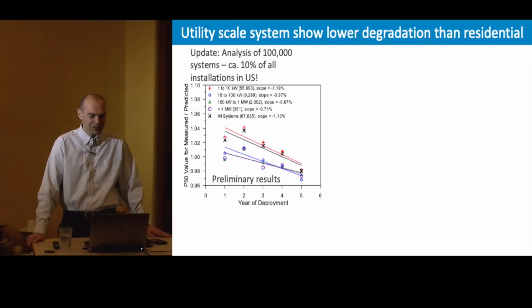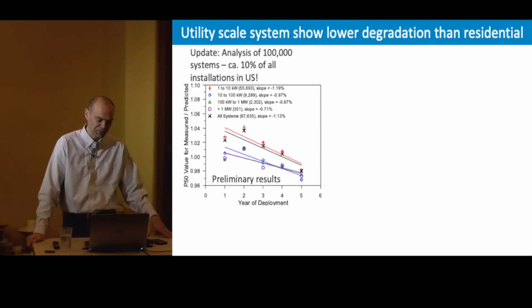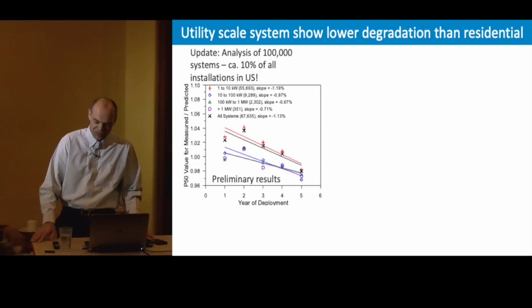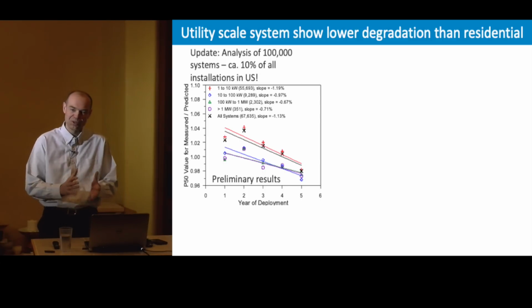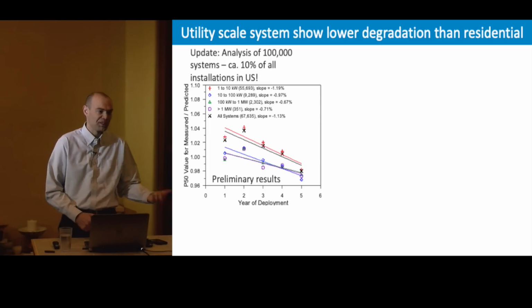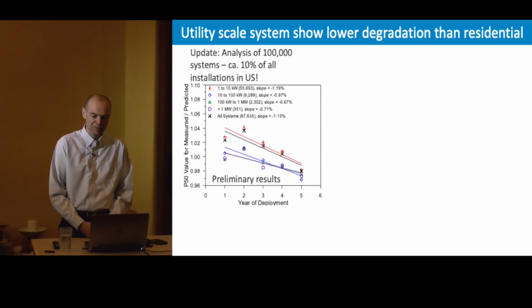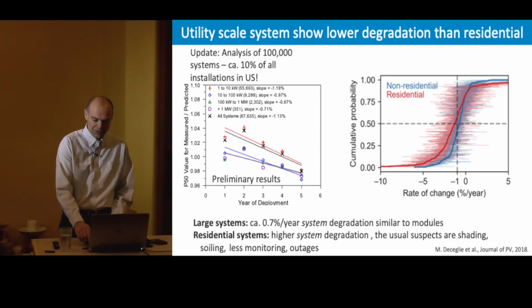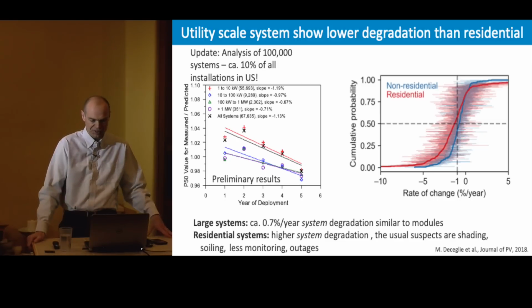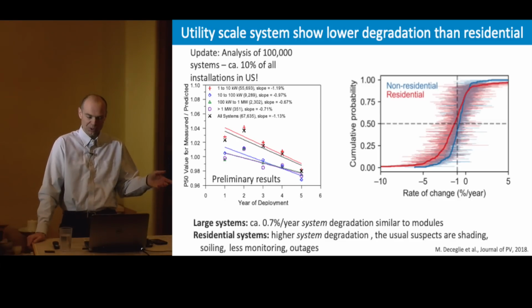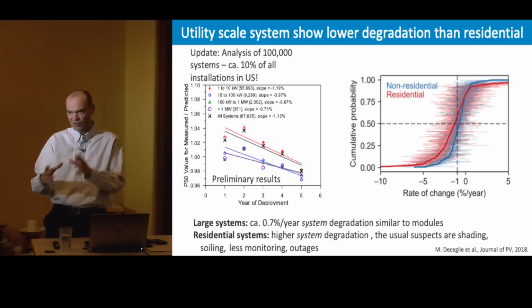Yeah, it could be. That's a very good question. What we see here is that, so far, if we calculated degradation rate on the P50, the utility scale rates show a degradation rate closer to what we see on the module level, but the residential systems degrade more in the 1.2% range. We also found the same result last year, when we had a different set of 500 residential systems: the residential systems showed a little higher degradation rate, but this is system degradation.